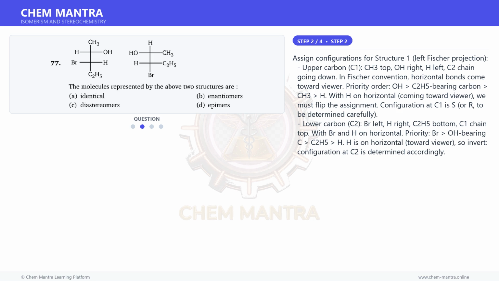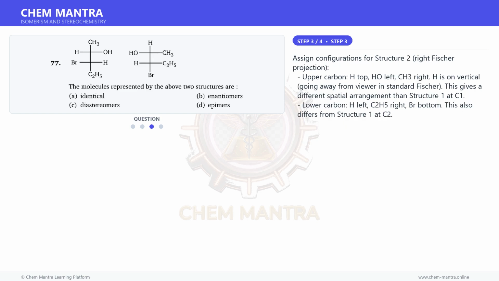Lower carbon, C2: Br left, H right, C2H5 bottom, C1 chain top. With Br and H on horizontal. Priority: Br, the carbon bearing C2H5, H. H is on horizontal, toward the viewer, so invert. The configuration at C2 is determined accordingly. Moving on to the next step.